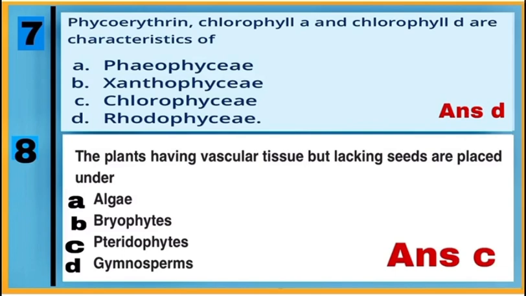Question 8. The plants having vascular tissue but lacking seeds are placed under. Pteridophytes are plants having true roots, leaves and stems and have well differentiated vascular tissues, but they do not have seeds. So mark C as the correct answer.